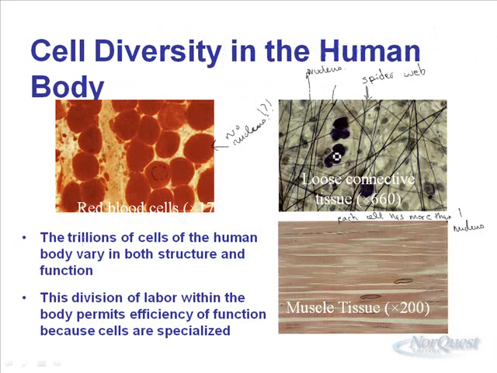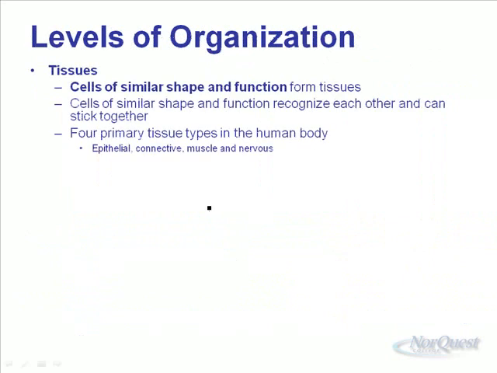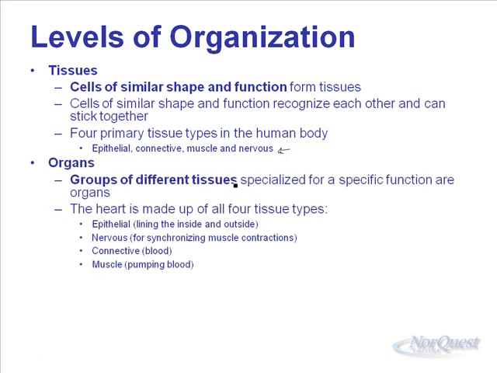So if we even go back just one slide here, loose connective tissue, this is really a bunch of connective cells grouped together. We have muscle tissue here as well, a bunch of muscle cells grouped together. When we look at these red blood cells, there's actually two types of connective tissue here, a fluid one and a more solid one. Each type of tissue has a specific function. So cells of the same shape and function recognize each other, and that helps them stick together. So there's four primary types of tissue: epithelial tissue, connective tissue, muscle tissue, and nervous tissue. And I'll go over what those are on the next slide.